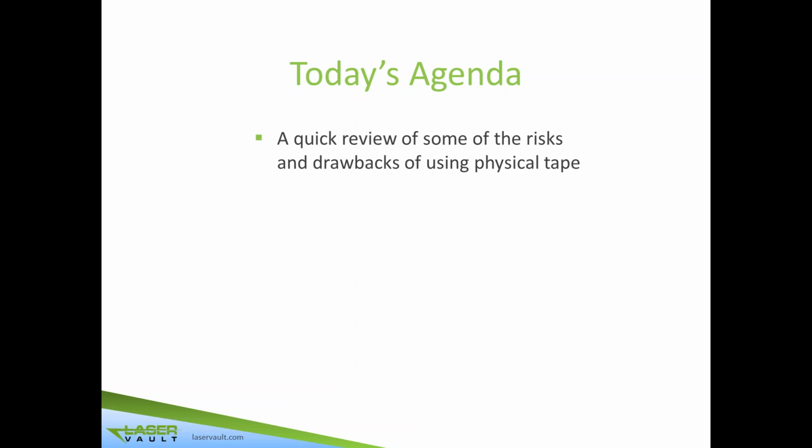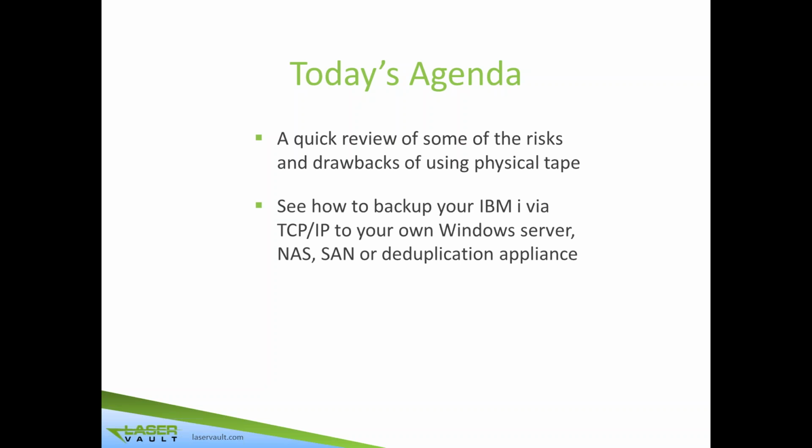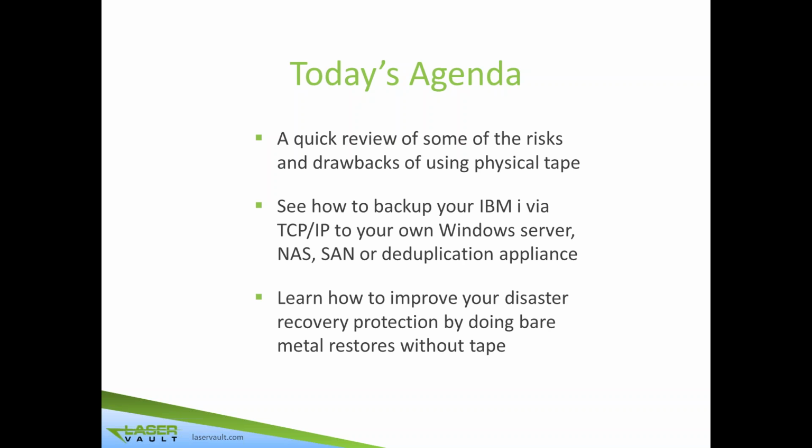So today's agenda, we're going to discuss a quick review of some of the risks and drawbacks of using physical tape, see how to back up your IBM i via TCP/IP to your own Windows server, NAS, SAN, or deduplication appliance, and learn how to improve your disaster recovery protection by doing bare metal restores without tape. So we're going to cover those three things today to give you some good information on how you can replace tape with a disk-to-disk backup solution.